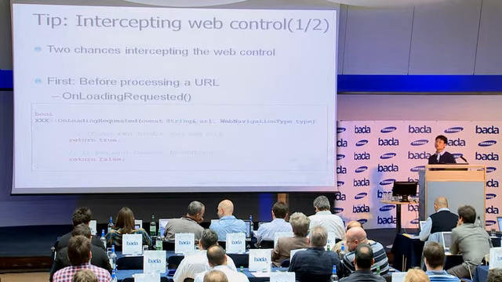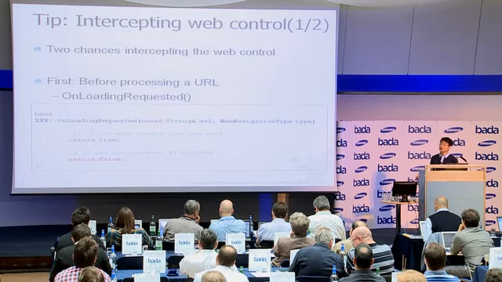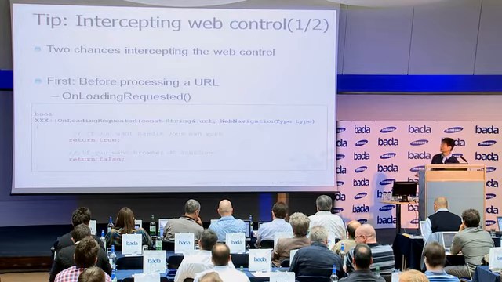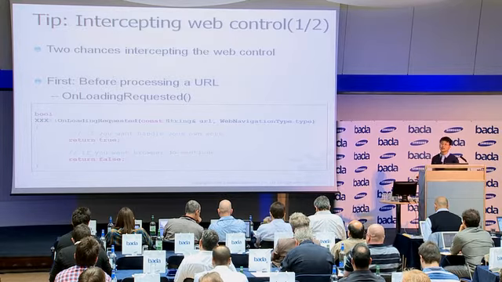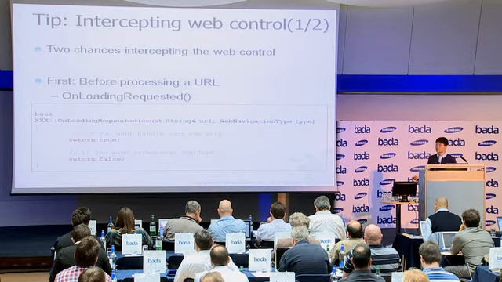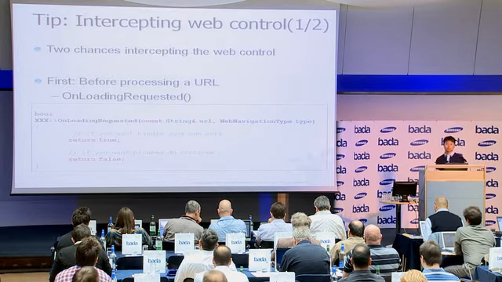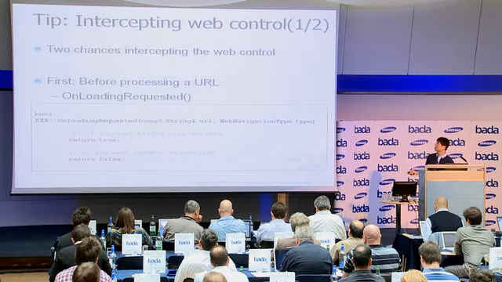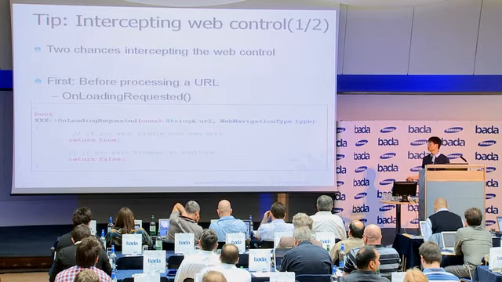And there is a tip for intercepting the web controller. Within the loading listener, you can intercept the web controller's work. There are two chances, and the first is before processing the URL. At that time the OnLoadingRequested method is invoked, and then you can determine the URL. So if you want to do special things for a specified URL, you can handle it. If you want to handle it, you must return true here, or if you just want to let the browser do it, please return false.